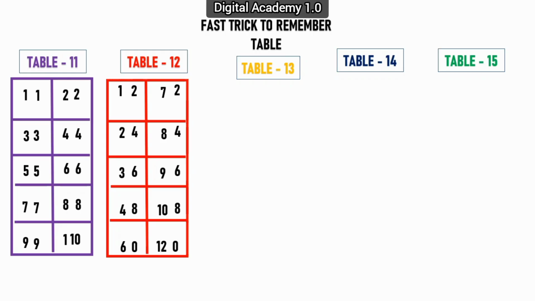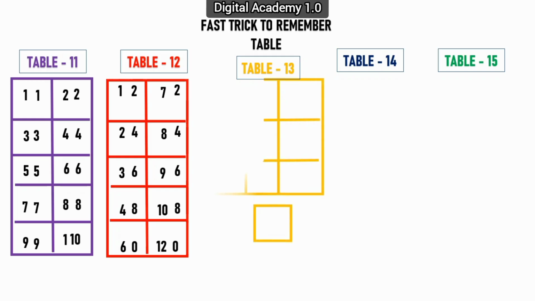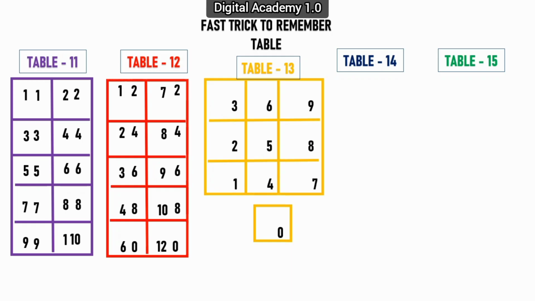Next, let us see the table of 13. Here, there are two steps. In the first step, enter the numbers 0 to 9 from the bottom, in this order: 0, 1, 2, 3, 4, 5, 6, 7, 8, 9.